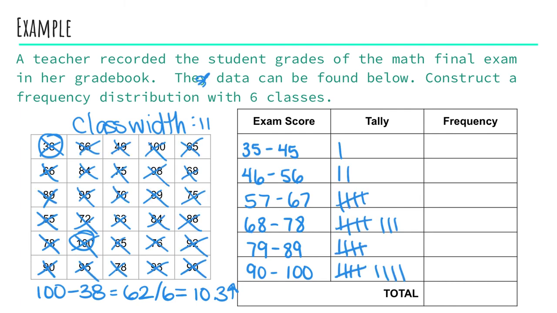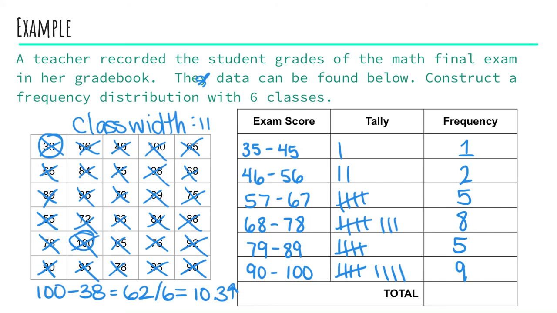Now that I have tallied the data, let's go ahead and record the frequency. All right, so I have 1 tally mark here, so the frequency for the first class is 1, then 2. When you see 4 tallies with a slash, that is a total of 5. So this frequency is 5. This is 5 plus another 3 is 8. 5 again. And finally, 5 plus another 4 is 9.